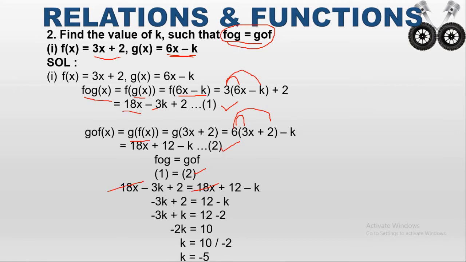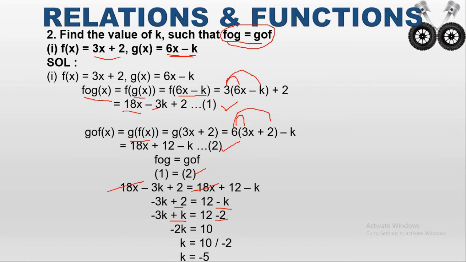Now bring all the k terms together and the constant terms to the other side. In the RHS we have minus k. When it comes to the LHS, it becomes plus k. In the LHS we have plus 2. When it comes to the RHS, it becomes minus 2. So minus 3k plus k equal to 12 minus 2.